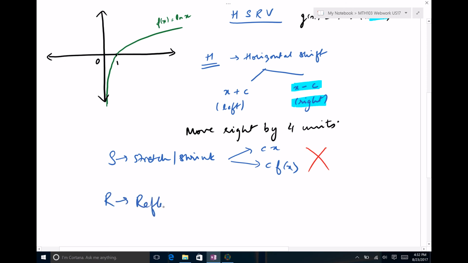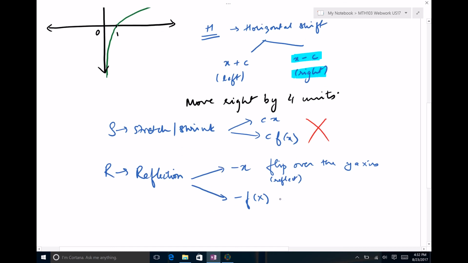R checks if there's a reflection. Now, there can be two kinds of reflections. You can either have a negative sign on your x term, or you can have a negative sign on your function. If the negative sign is on your x term, your x turns negative, which means you flip over the y-axis. I know I say flip, but you can also say reflect over the y-axis. And if you have a negative sign on your f of x term, then your y turns negative, which means in this case you reflect or flip over the x-axis. Let's see which of the two it is.